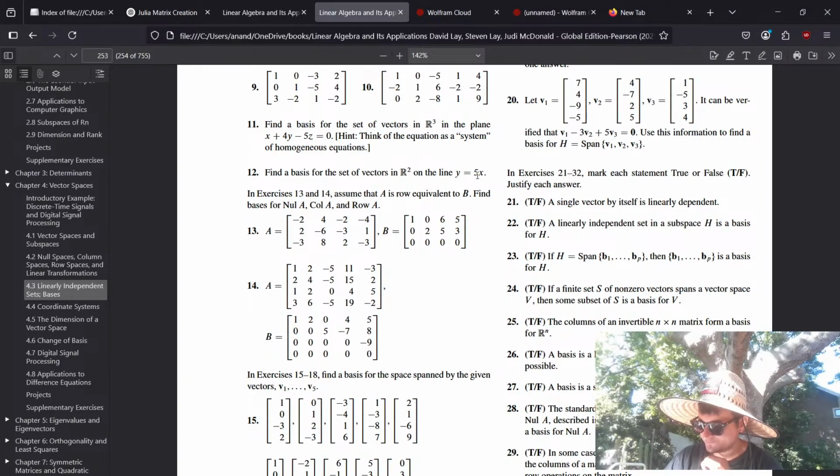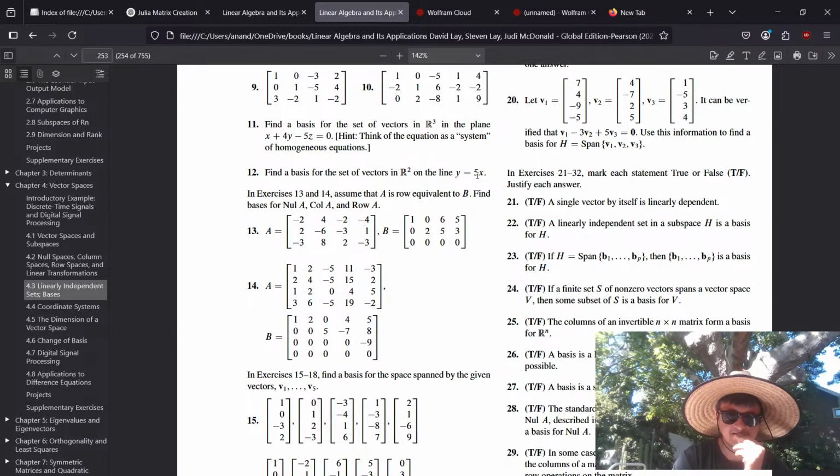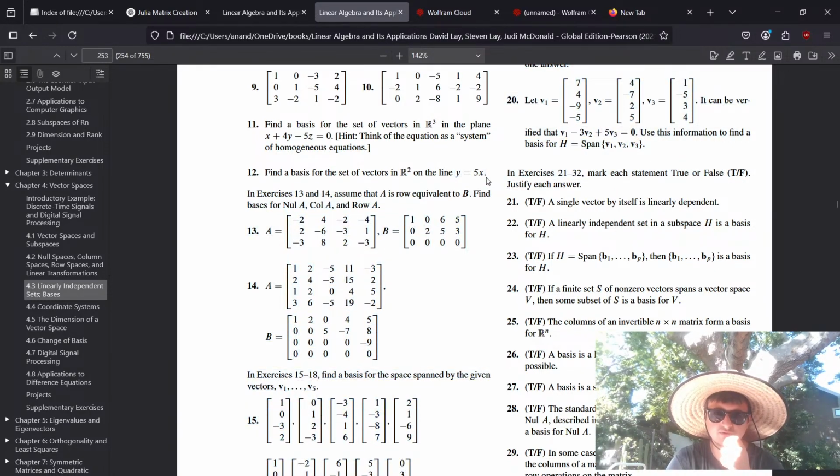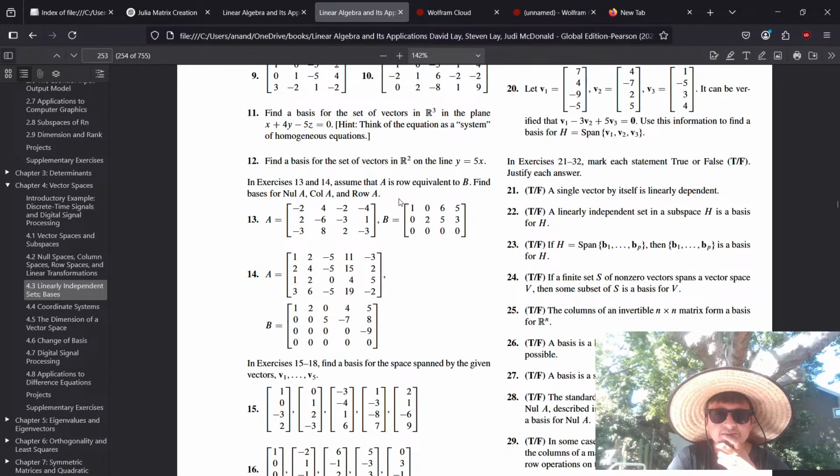And then you can rewrite that vector, 1/5 y, y, as y times 1/5, 1. So yeah, it's the same process. Find the null space of that, of the homogeneous equation corresponding to that. Okay. In 13 and 14, assume that A is row equivalent to B. Find the bases for the null space, column space, and row space.